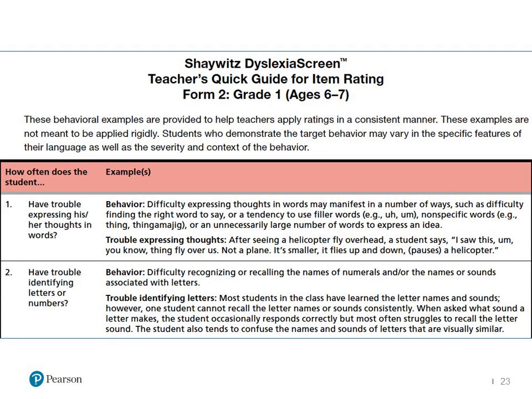Here's an example of Form 2. Again, for grade 1, we see that the first one is how often does the student have trouble expressing his or her thoughts in words. It gives you an explanation of what the behavior is, and it also gives you an explanation of what trouble expressing thoughts is. So you can look at this for another minute, it really does give you a great explanation of each of the areas, and it allows you to rate very effectively.